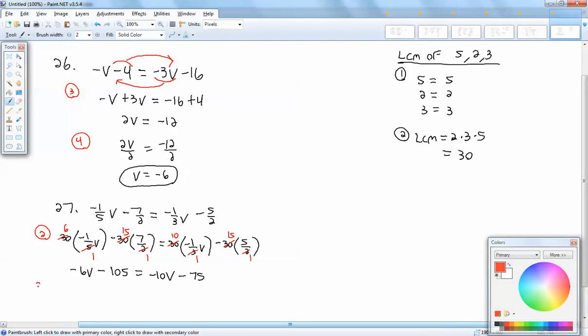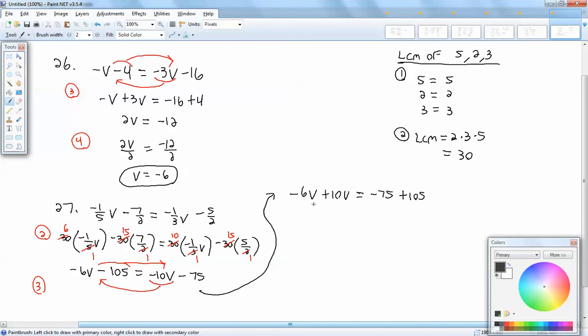Step 3. Get everything with a v on one side and numbers on the other. So I'll take negative 10v over to the left side, and I'll take the negative 105 to the right side. Okay, so we got negative 6v plus 10v. Remember, when you take anything across your equals, your sign changes. Negative 75, and then negative 105 becomes a positive 105.